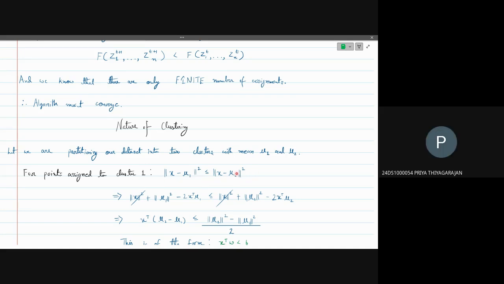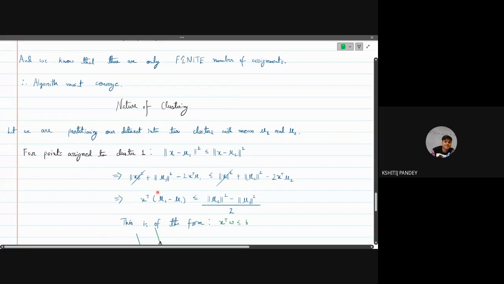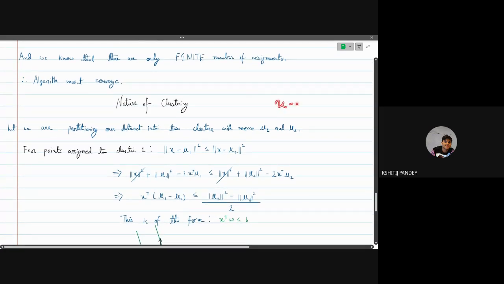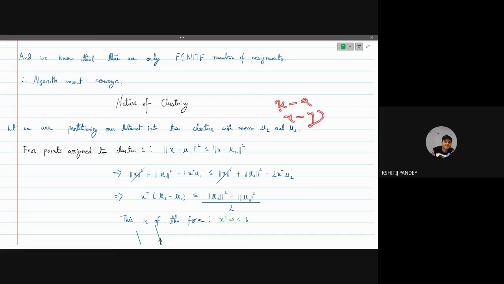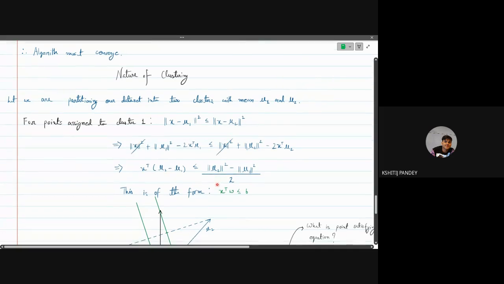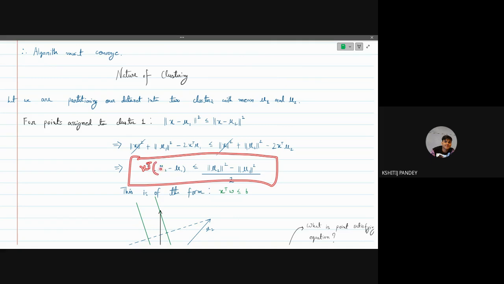Yes, sir. Now when we expand this, just apply the formula of (x minus y) whole square. A few things will get cancelled, and in the end we'll get this inequality: x transpose (mu2 minus mu1) will be less than or equal to the difference between the norms of mu1 and mu2, divided by 2.